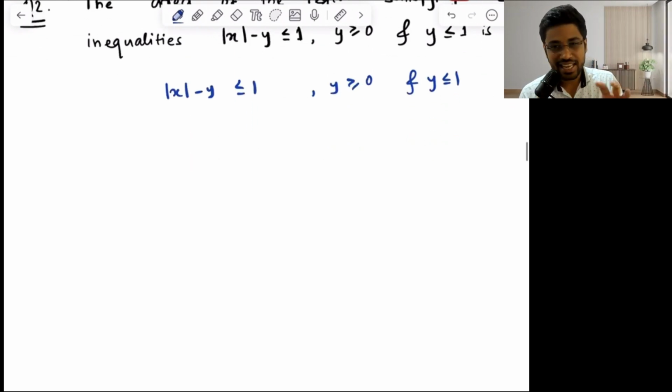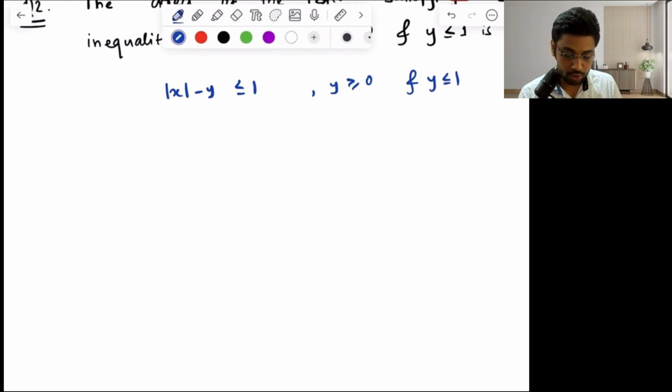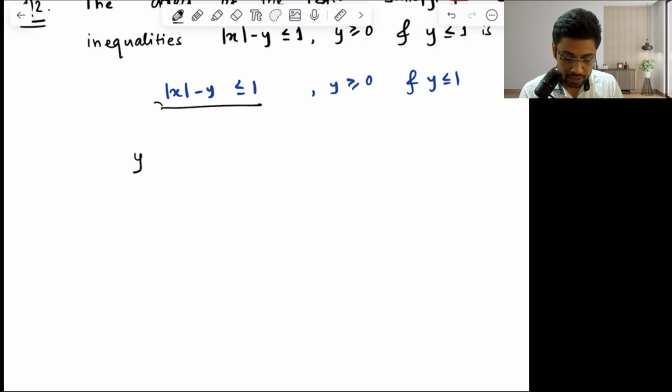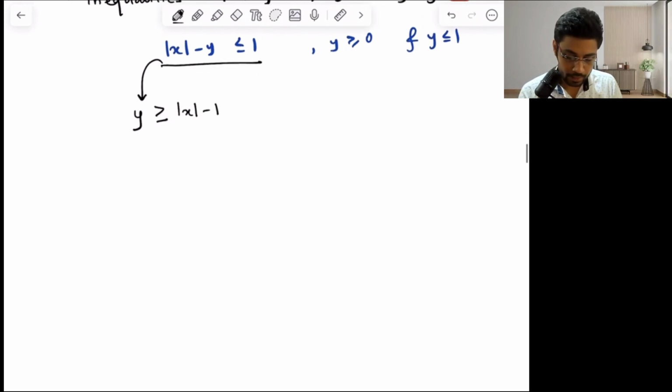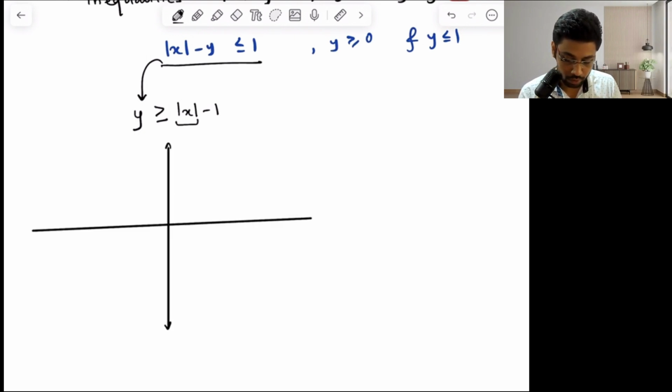Alright, let's just take each of them one by one and see whether we are able to draw some sort of graphs or not. The first one, I'm just rearranging this. So I'll write y is greater than or equal to modulus of x minus 1. That's the rearrangement. Give it a thought. Consider only modulus of x.